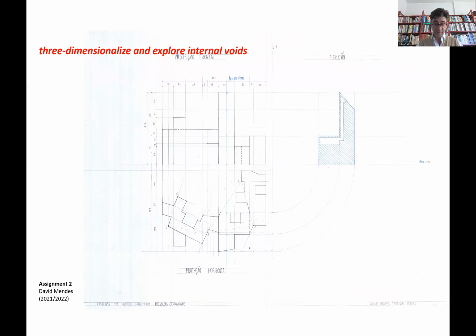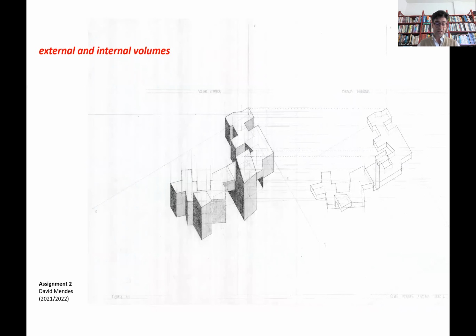From the achieved flat matrix, the generation of a three-dimensional composition is requested, exploring two distinct aspects: its volumetric characterization and its internal spatiality according to pre-established premises. Still, in a first stage, this composition is fixed in a double orthogonal projection, but in a second stage it is materialized by axonometry, allowing the simulacrum of its volumes as well as the internal voids and respective articulations.